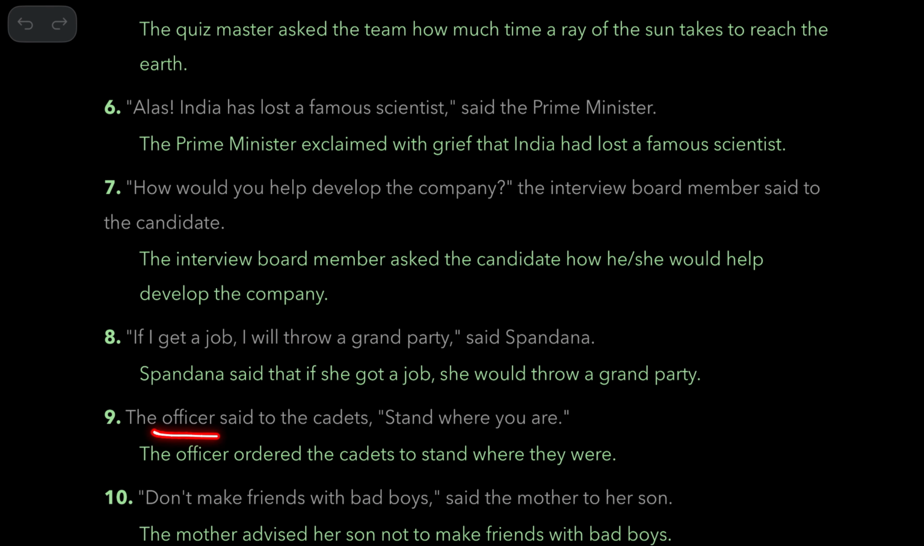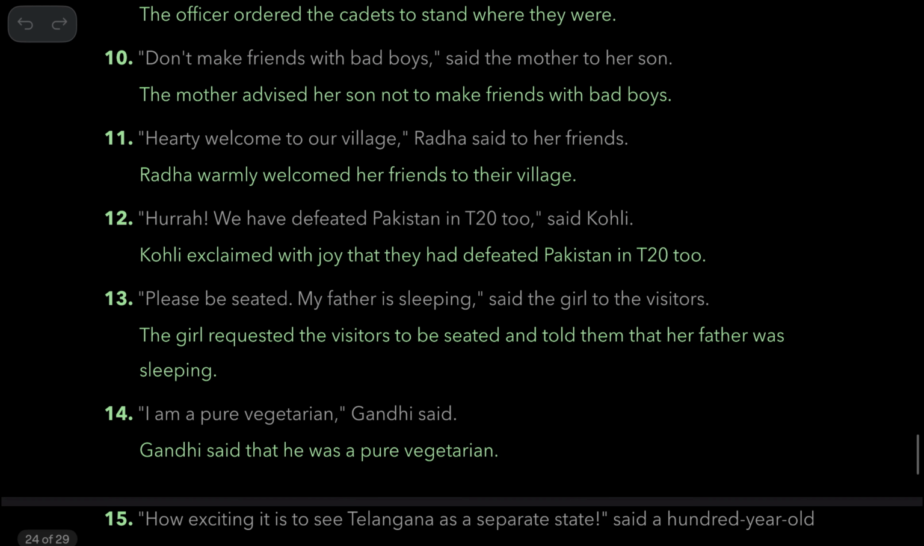The officer said to the cadets, "Stand where you are." The officer ordered the cadets to stand where they were. "Don't make friends with bad boys," said the mother to her son. The mother advised her son not to make friends with bad boys.